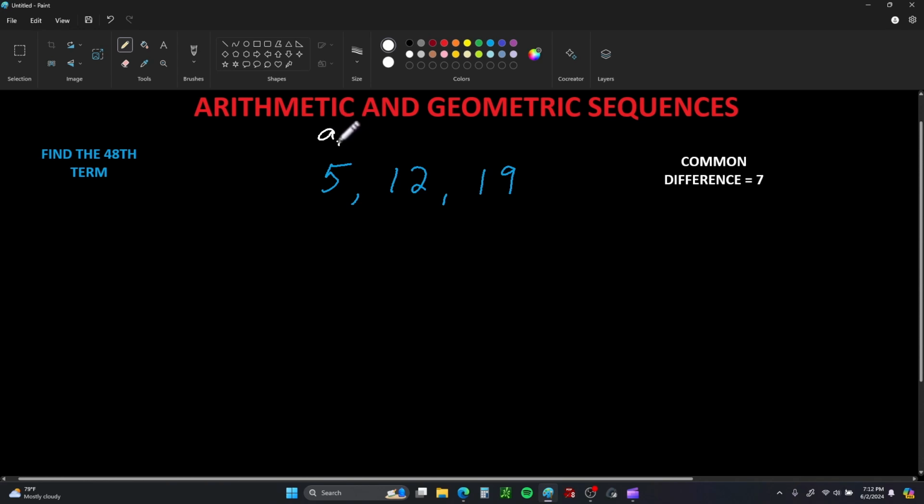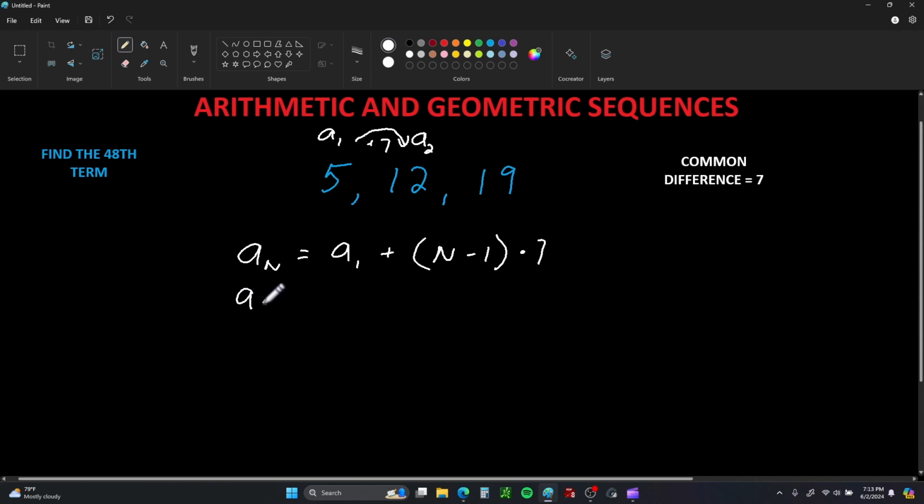If this is our a sub 1 term, I need to find the 48th term, but since I already have the first one, I'm only going to add 7 47 times. If I go from here to here, this is a sub 2, and I only added 7 one time, even though there's two terms. So in coming up with a formula, a sub n is equal to the first term, a sub 1, plus n minus 1, times the common difference, which is 7. If I want to find the 48th term, I only want to add 47 times.